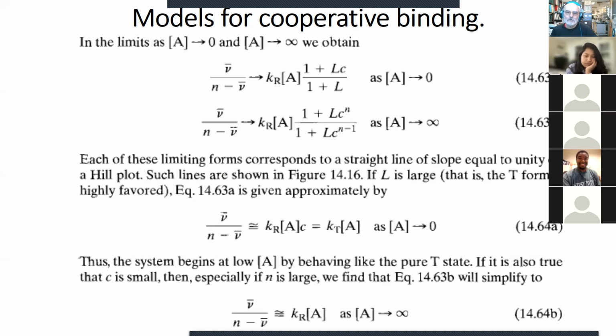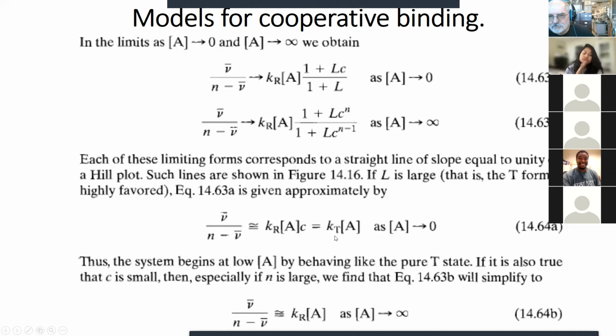Then they make further approximations in the discussion. If L is large, the T form is highly favored. So if L is large, the 1s go away. Okay, if the 1s go away, then the LCn and LCn minus 1 cancel. The L's cancel, and you end up with a C term. So that whole expression will be KRA times C, which is equal to KTA. And so under these conditions, and as A goes to 0, you will get KT.